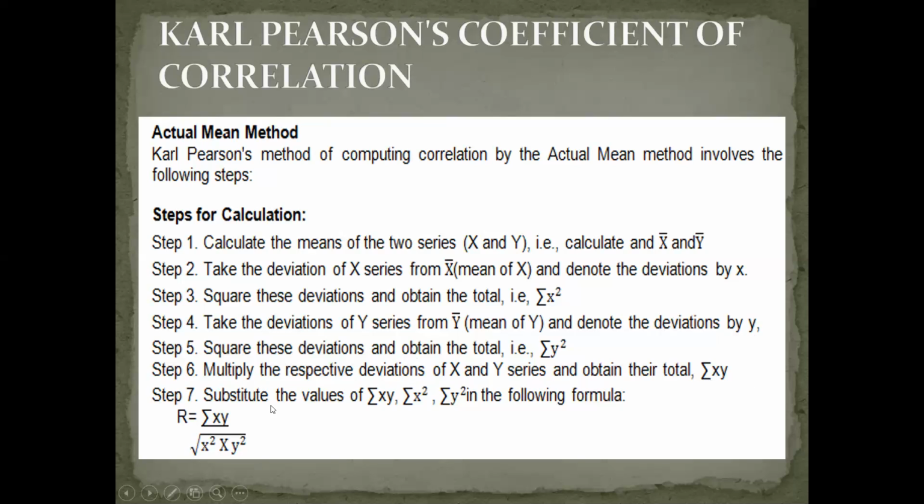Now substitute the values of summation xy, summation x square, summation y square in the formula, that is summation xy upon under root of summation x square times summation y square, and this formula is going to give us the value of Karl Pearson coefficient of correlation. I hope that this algorithm is clear to everyone.